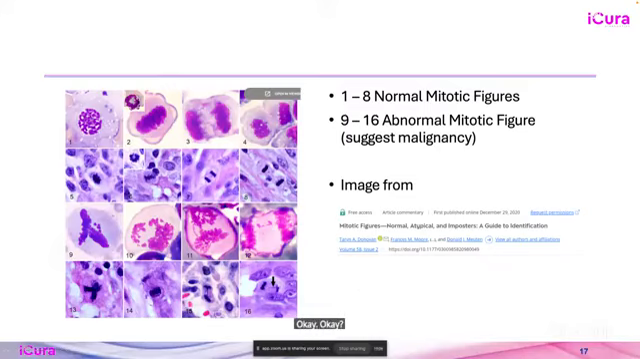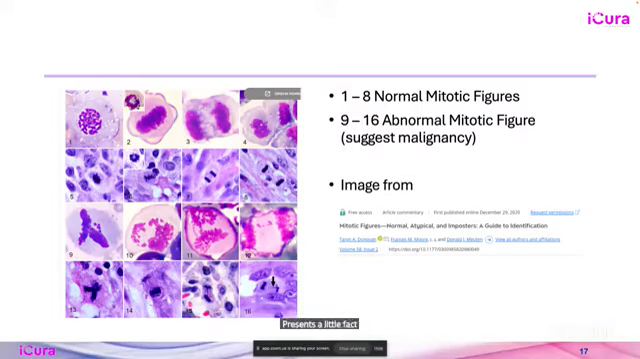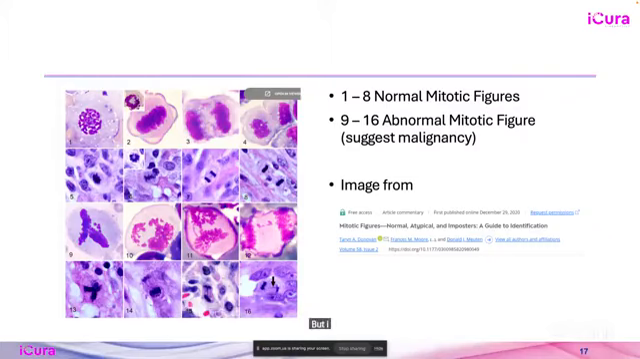Okay, after we talked about the overall adoption of digital pathology, now I want to present a little fact about how even the current practice of pathology handles some of the diagnostic processes, which might be completely out of your imagination. Because we know modern medicine in 2025 is progressing at lightning speed every year. But I can tell you, in a pathology lab, whether or not you're using digital, we count mitotic figures. This is just an example.